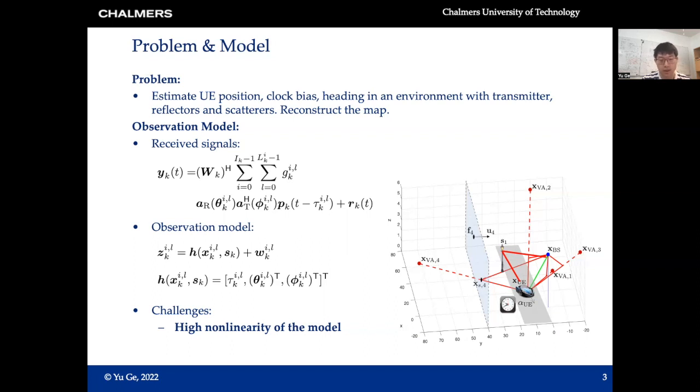At the receiver side, you can have this kind of combiner, which basically makes the receiver listen to a certain direction. Given the observation and the knowledge of the sent signal and the combiner, the channel estimator can recover the geometric information, like those delays, angles of arrival, and angles of departure. Given those angles and delays, we then need to figure out what the vehicle state is and also map the environment. Here we have a challenge in the problem, which is the high nonlinearity of the model.